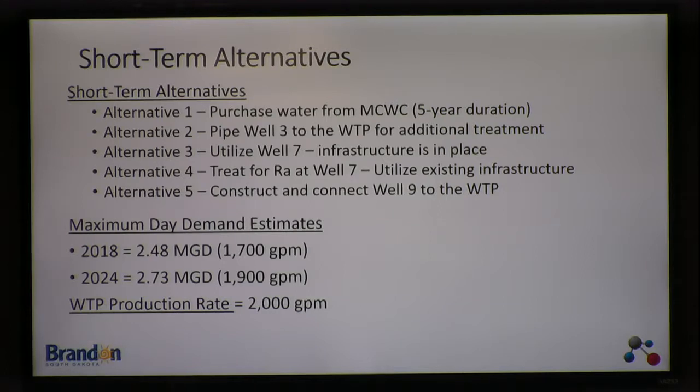The maximum day demand estimates needed to be done to understand, well, how much water will Brandon need in this short term, and how well will those alternatives supply that need. So if you look at the maximum day demand estimates out of 2024, the maximum days in that 2.73 range, which is about 9,000 gallons per minute on a continuous basis. The water production rate from the treatment plant is 2,000 gallons a minute. So conceivably, the treatment plant, if it has adequate water source, could provide the water to meet that maximum day demand. It would be still stretched to the limit, but there's a possibility here.